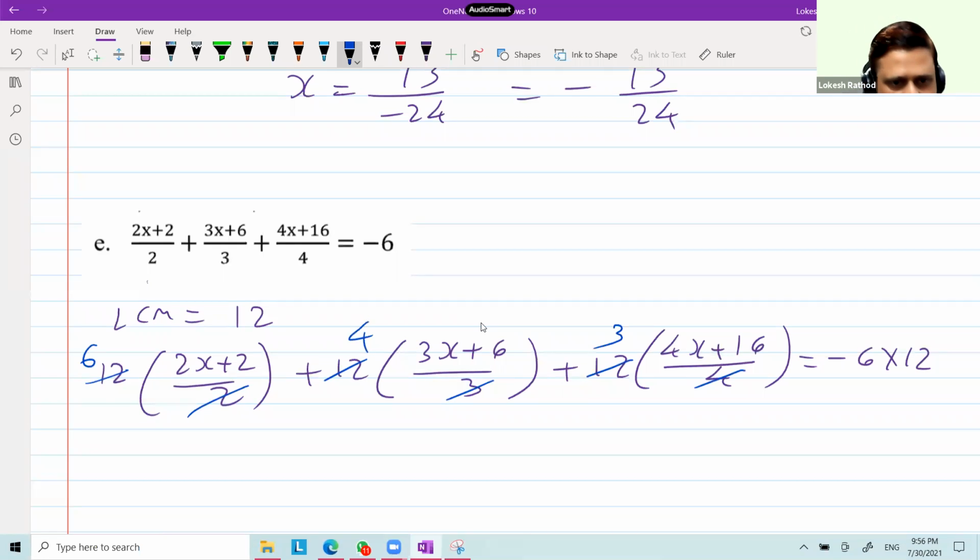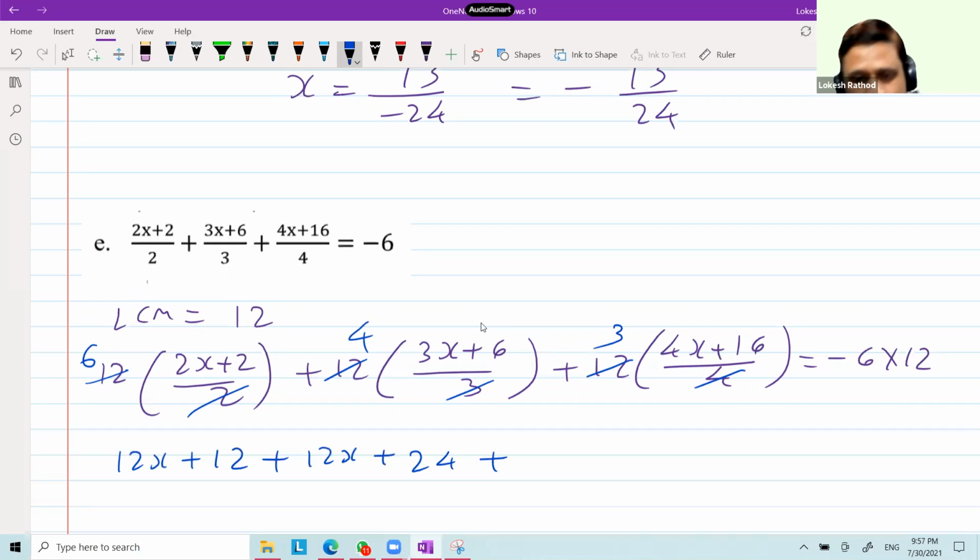Fine. So now we multiply inside. 6 2s are 12x plus 12. 4 3s are 12x plus 6 4s are 24. Right? 4 3s are 12x plus 16 into 3, 48. Right? And this is equal to 72 minus.